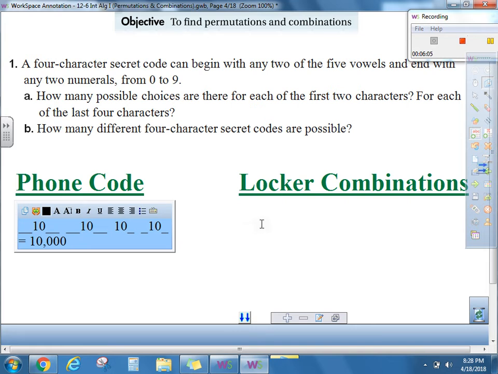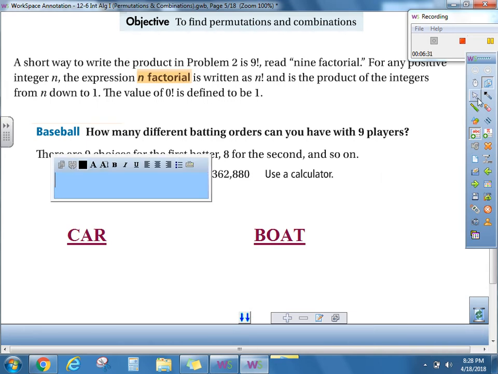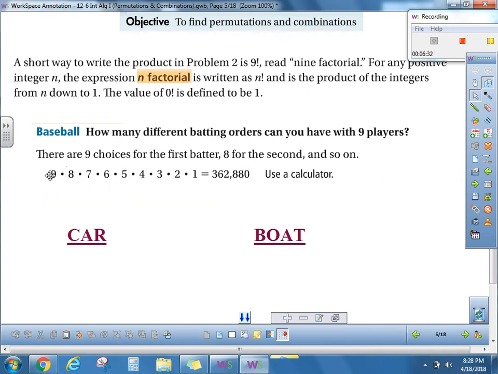All right, let's go ahead and move forward here. So if we have a problem where you can't reuse the same number again, so let's say we have a batting order. We have 9 players. There are 9 choices for the first batter. So we could pick anybody to bat first, right here. So we have 9 different players to choose from. But once we've picked that first person to bat, there's only 8 people left to choose from to bat.